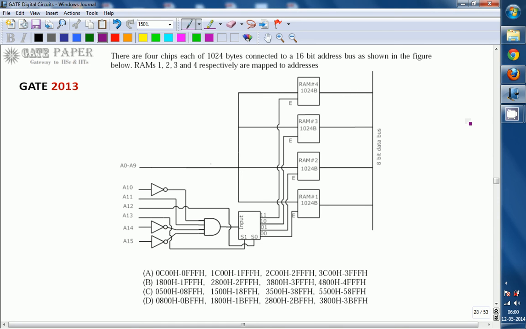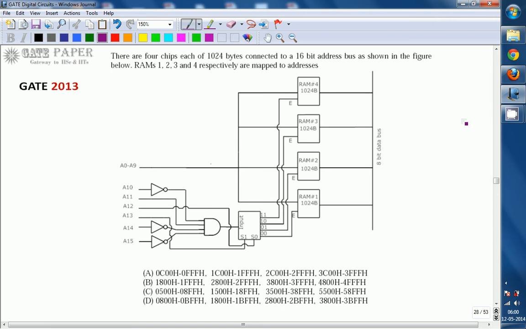Hello, we are discussing the GATE 2013 ECE paper, and this question is related to digital circuits. There are 4 chips, each of 1024 bytes, connected to a 16-bit address bus as shown in the figure. RAMs 1, 2, 3, 4 respectively are mapped to addresses. What are the addressing of each RAM? Okay.